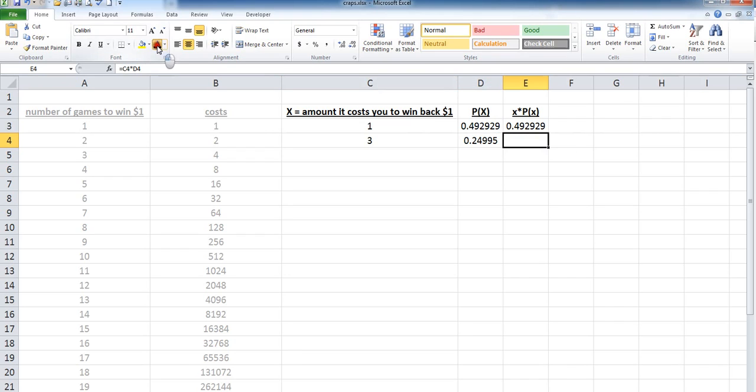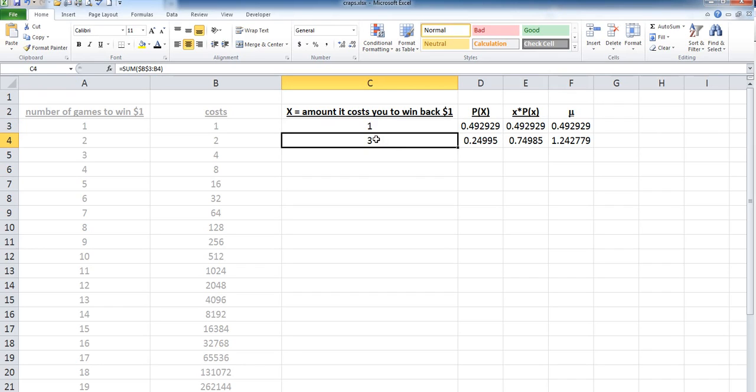What I did in this column right here is just, again, this times this gives you this. Now what I haven't been showing you over here is the average column. I'm keeping a running total of what it's going to cost. Check this out. If you add these together, you get this. So if you account for 2 games, if you win on the first one, or if you lose on the first one and win on the second, it's going to cost you an average of about $1.25 to win back your $1. But once again, this is not complete because we've got about 25% that's not accounted for.